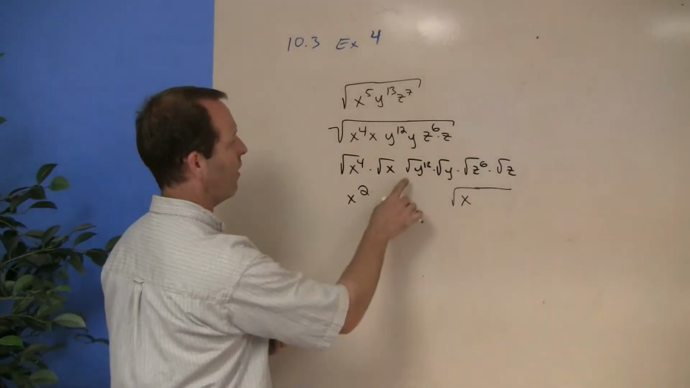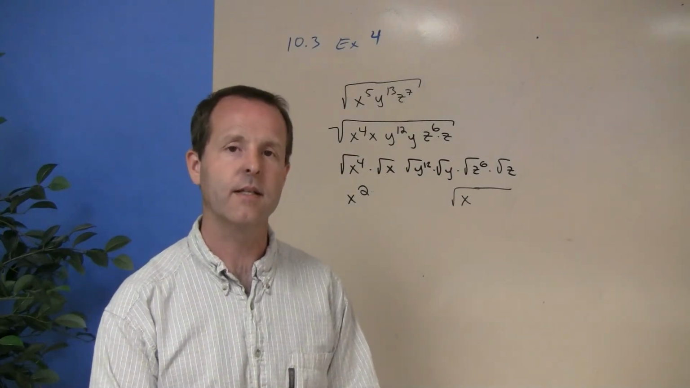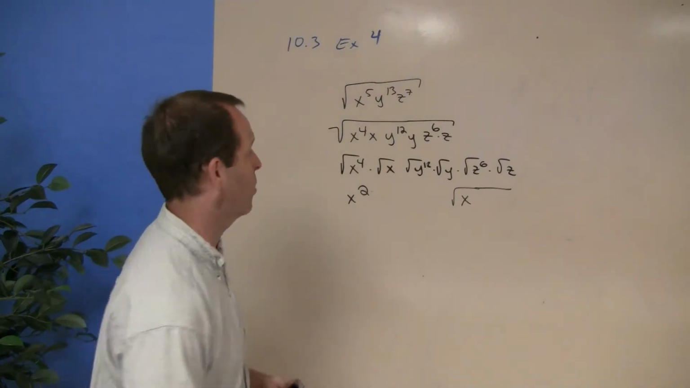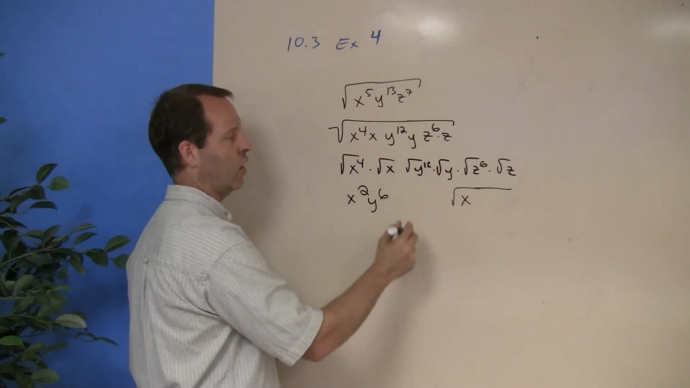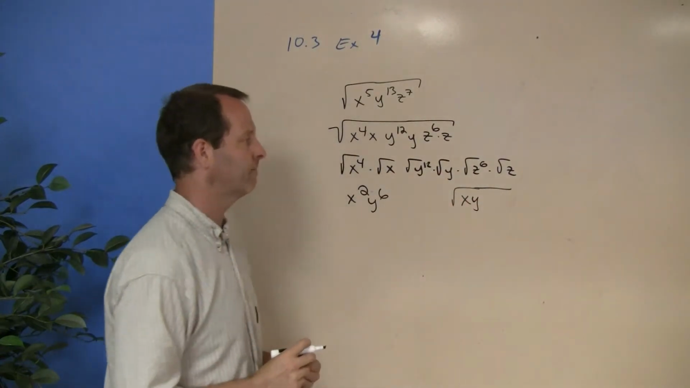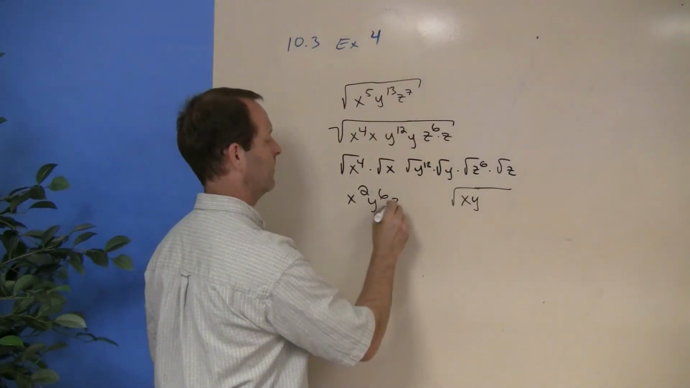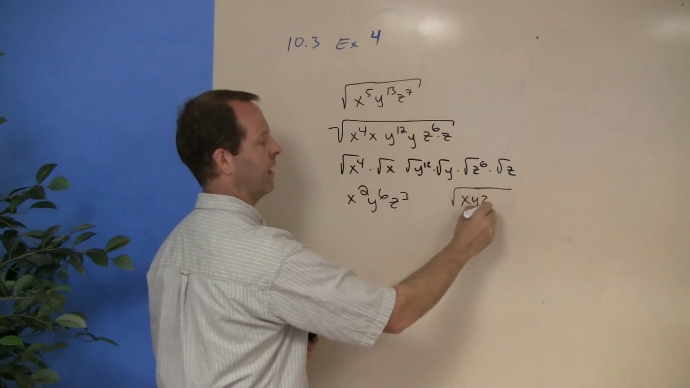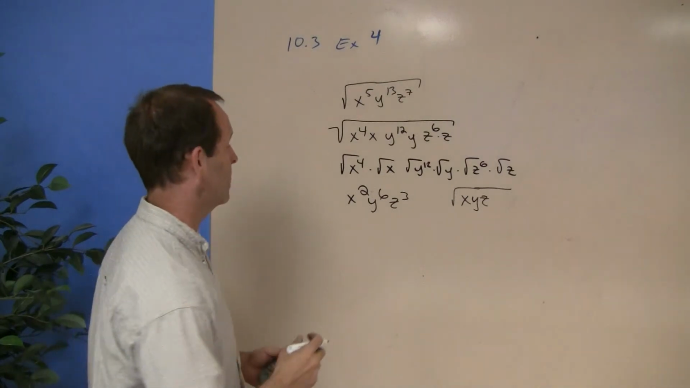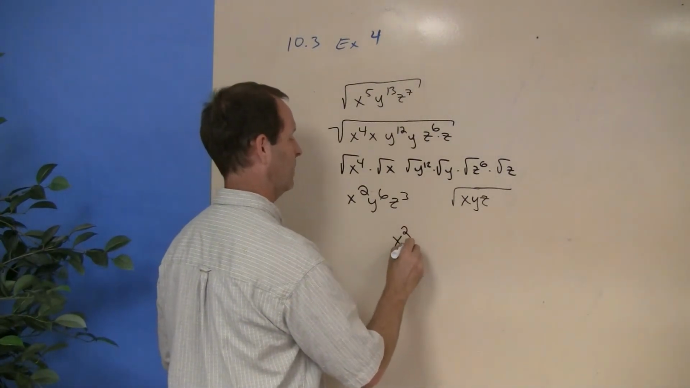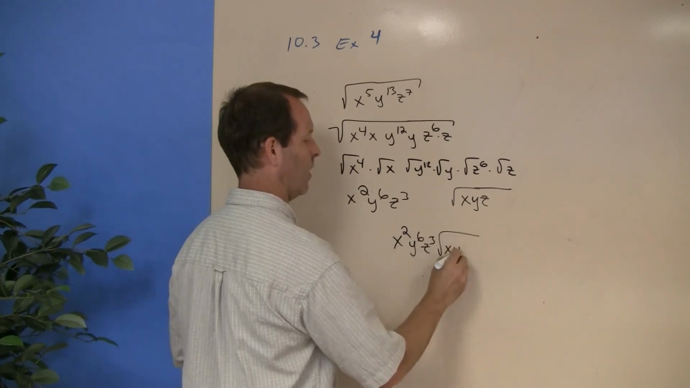However, the square root of y to the 12th, well, that's y to the 6th, because y to the 6th times y to the 6th equals y to the 12th. So the square root of y to the 12th is y to the 6th, and what's left over? A y. And then the square root of z to the 6th, z cubed, with the leftover z. So my final answer, or my final solution where everything's been reduced, is x squared, y to the 6th, z cubed, square root x, y, z.